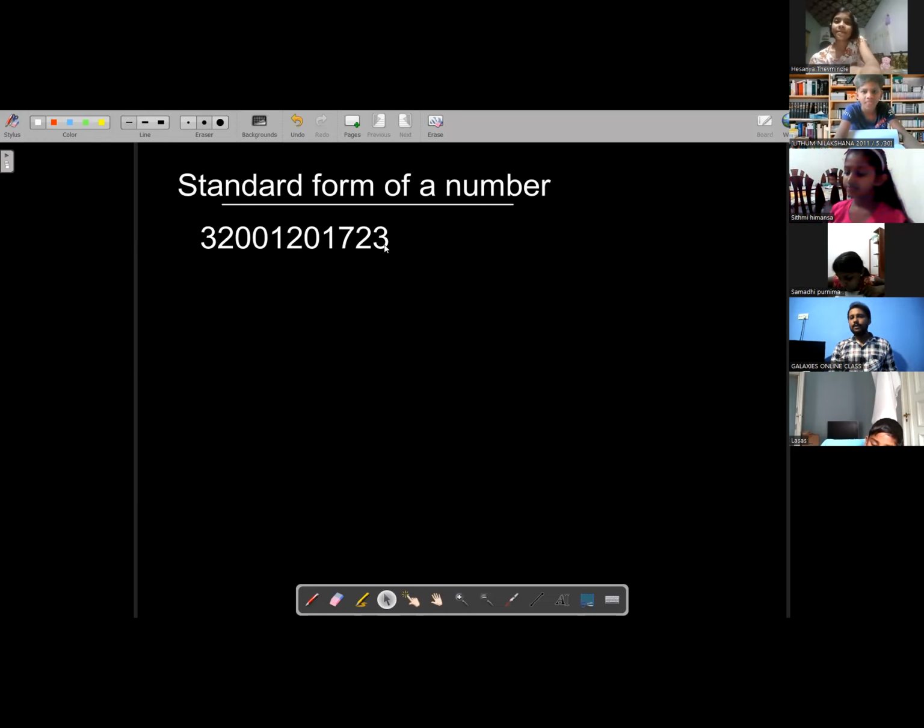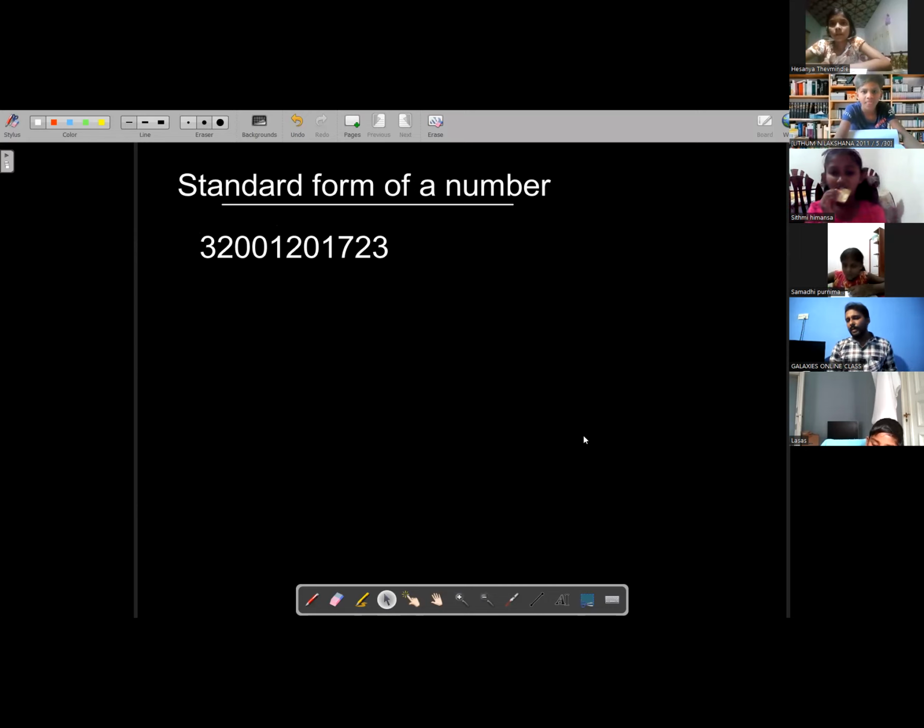Now carefully look at how you can write the standard form of this number. Do you remember last day in the revision class I explained how you can separate the number into periods, right?